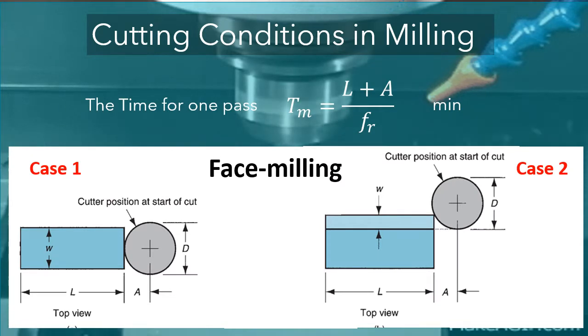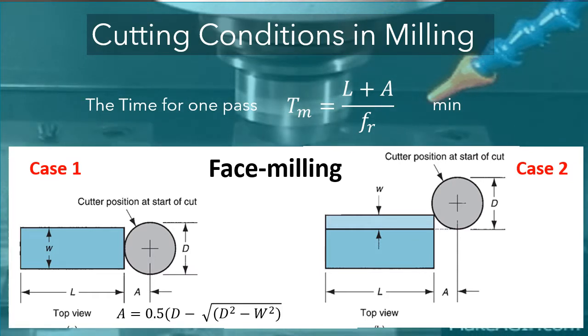For face milling, let us consider the two possible cases. The first case is when the cutter is centered over the rectangular workpiece. The cutter feeds from the right to the left across the workpiece. In order for the cutter to reach the full width of the work, it must travel an approach distance which is given by the following relation. Here, D is the cutter diameter and W is the width of the workpiece in millimeters.